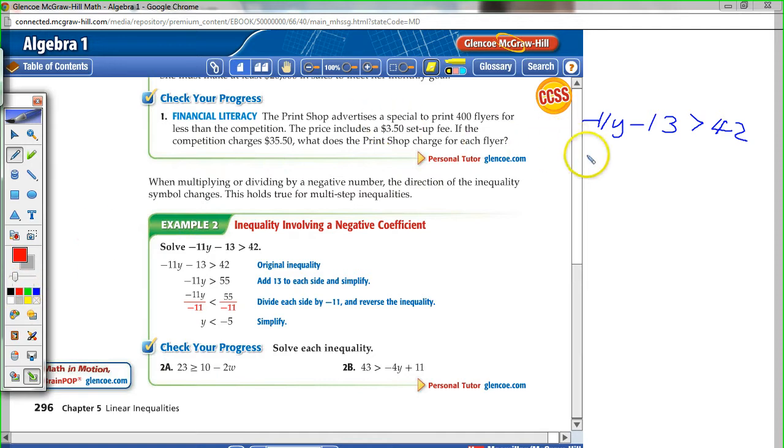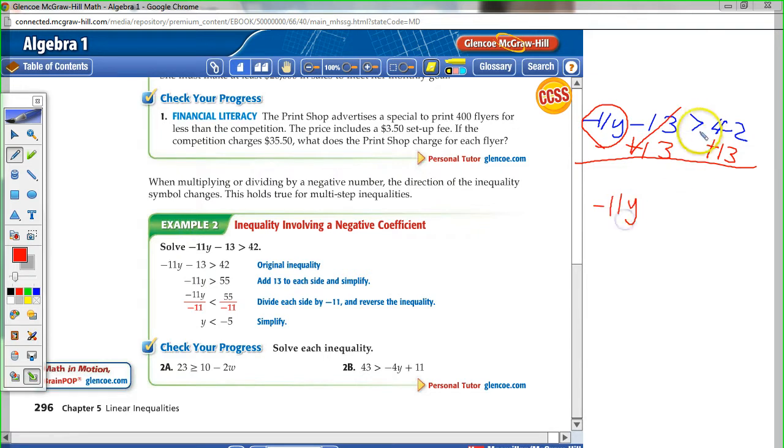Usually when we were solving equations, I would like to circle the term with the variable, and whatever is next to it is what we're getting rid of. So negative 13 you're going to get rid of by adding 13 on each side. Okay, so that got rid of that. Now you have negative 11y. There's nothing to be changed with the sign because you're just adding 13 on each side, which is 55.